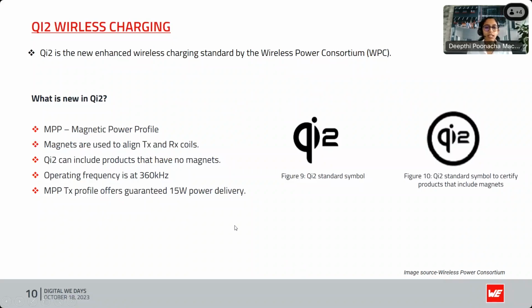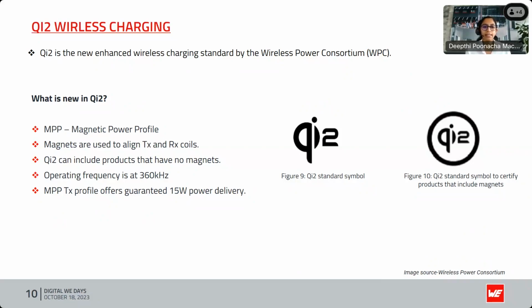So let's talk a little bit about the advancements in this wireless charging standard and technology. This year, the Wireless Power Consortium has released the Qi2 wireless charging standard, and this is mainly based on Apple's MagSafe power profile. And the symbols are as shown in figure 9 and figure 10. So in the future, all the new devices or mobile phones will have this symbol to show that they are Qi2 compliant, or the transmitters and chargers will have this symbol to show that they are Qi2 compliant.